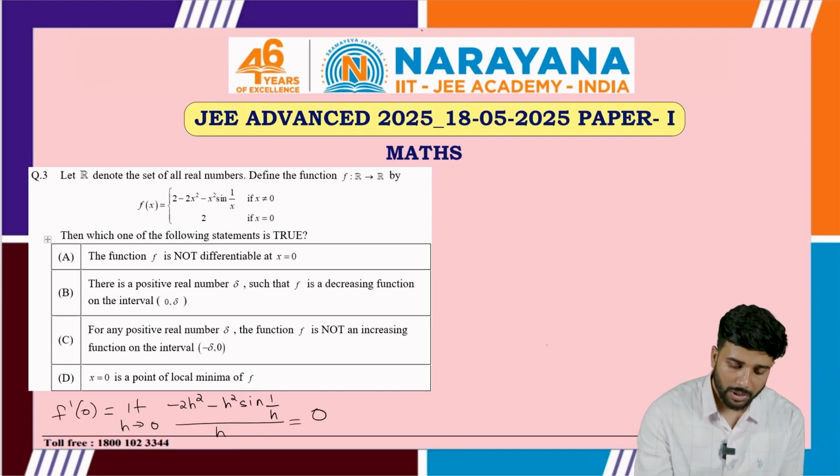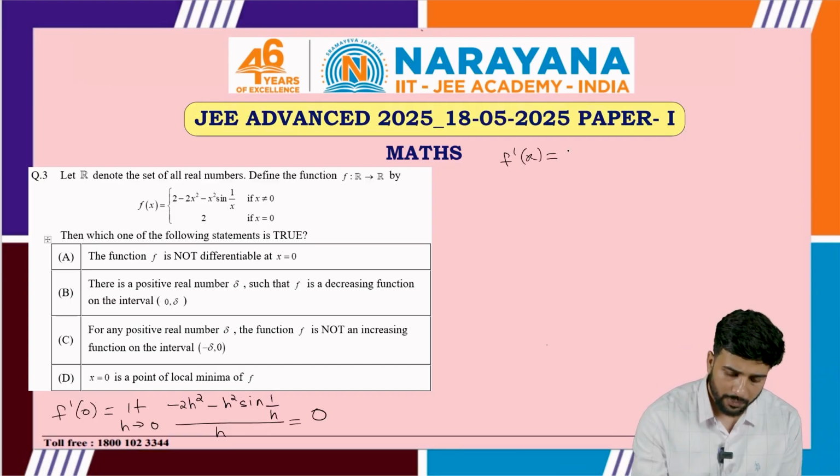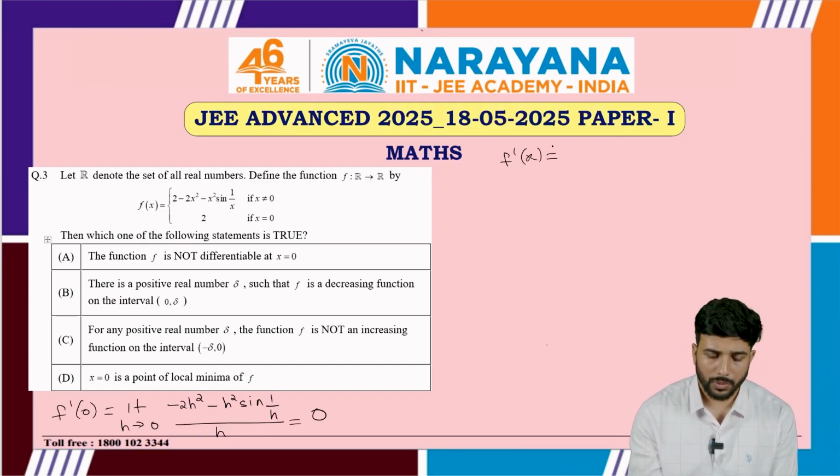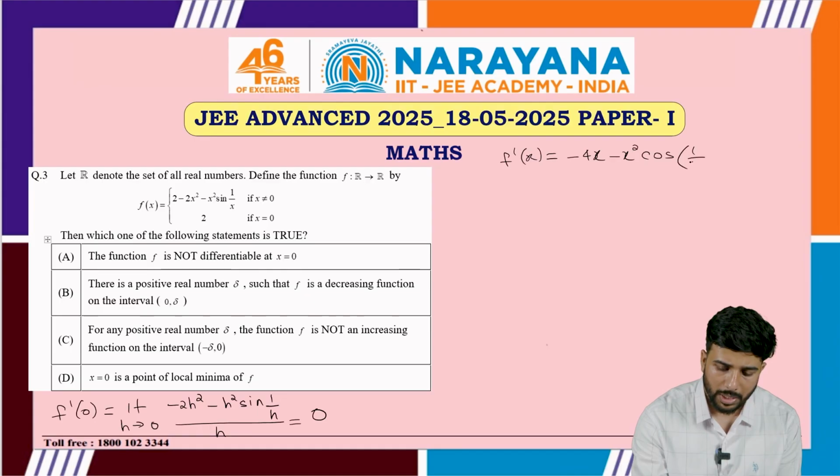So let me see what f dash of x is here. f dash of x in the vicinity of 0, we have to see what is happening. So what will f dash of x be when x is not equal to 0? I can directly differentiate this function. I'll get minus 4x minus x square cos 1 by x into minus 1 by x square. So this gets cancelled. I'll get cos 1 by x minus 2x into sine of 1 by x.